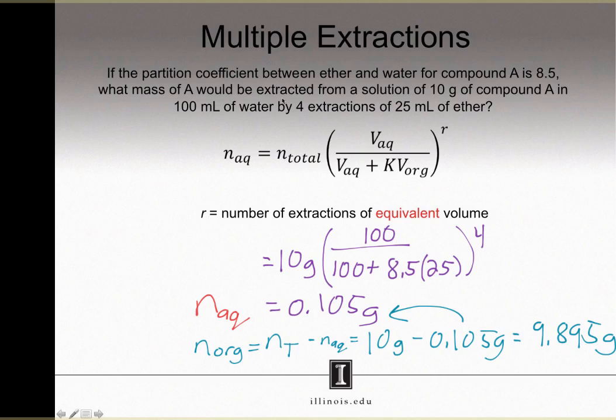In the first example, we used it all at once. In this example, we used it portion-wise. The take-home message here is that multiple extractions always extract more compound than a single extraction of the same volume.